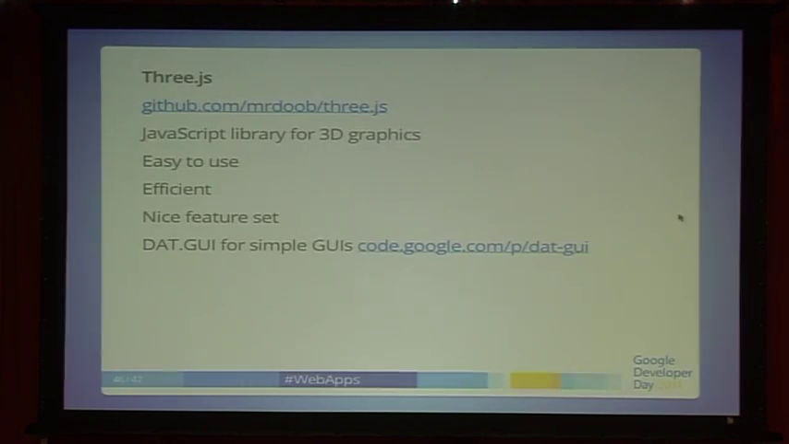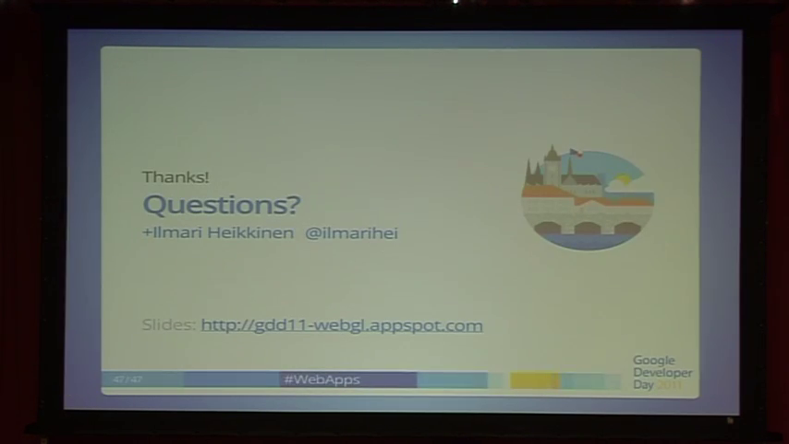So, okay, I think that is the end of the talk. So 3JS is an open source project on GitHub, a JavaScript library for doing 3D graphics. It's pretty easy to use. It's fairly efficient. Got a bunch of nice features, and you can use that GUI for doing simple GUIs. And WebGL is nice for 3D graphics on the web. Thank you.